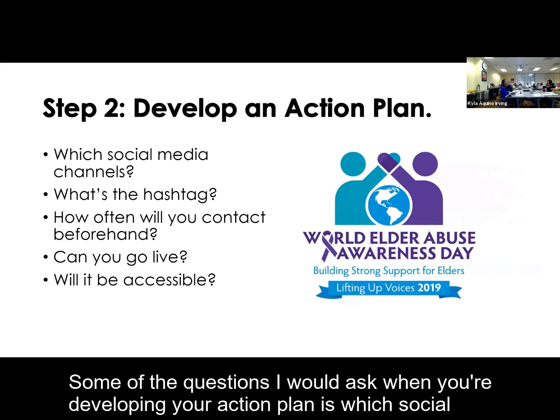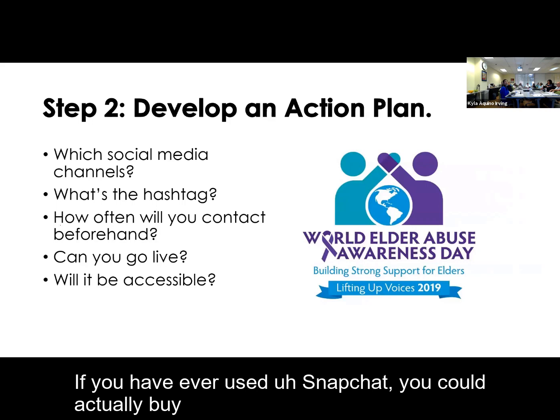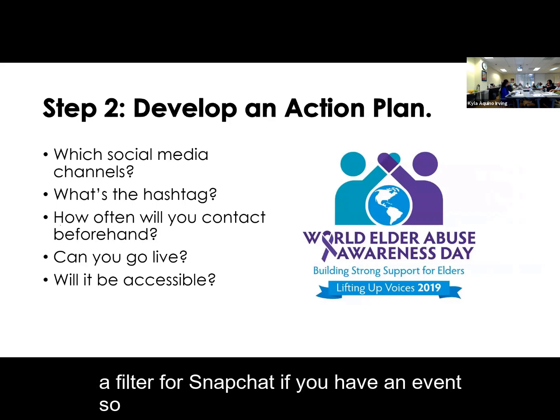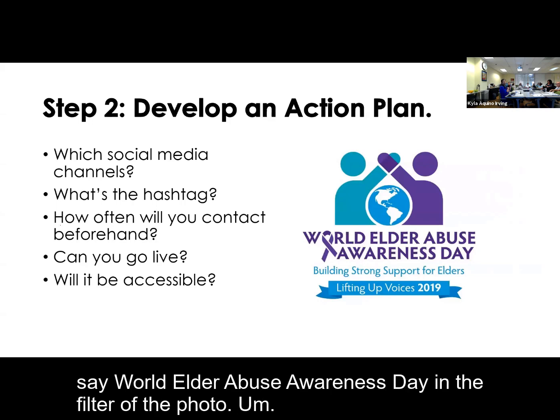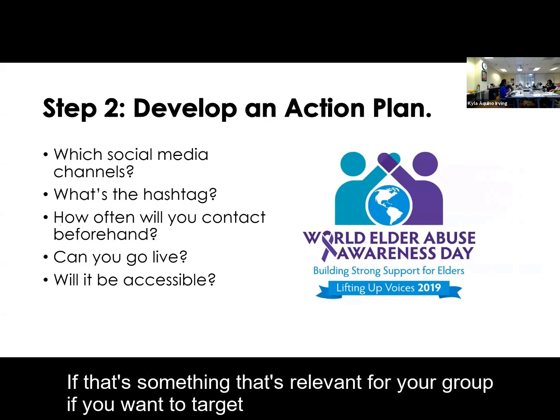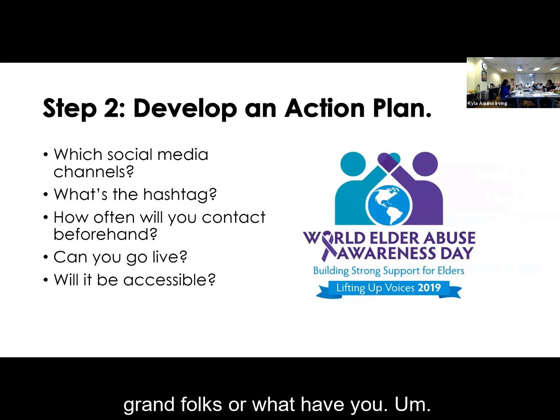Some of the questions I would ask when you're developing your action plan is, which social media channels will you use? If you have ever used Snapchat, you can actually buy a filter for Snapchat if you have an event. So the people who attend your event can take a picture with the filter on it. So it could say World Elder Abuse Awareness Day in the filter of the photo, if that's something that's relevant for your group, if you want to target just young people at a specific event and get them involved in taking care of their grand folks or what have you.